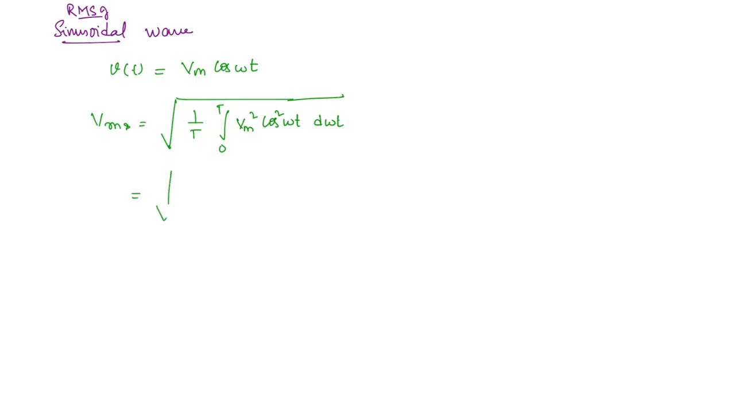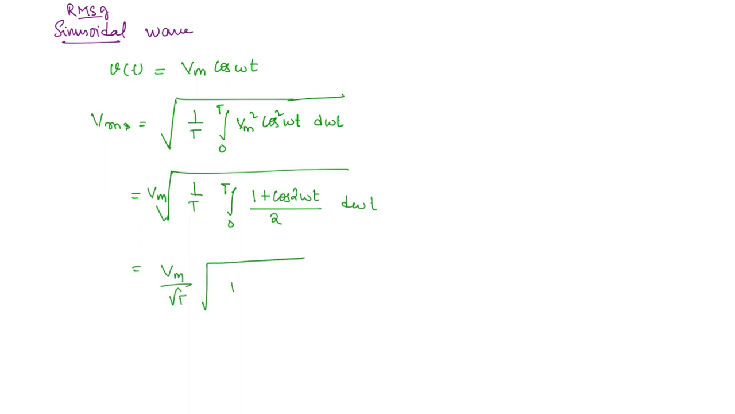So this is going to be root over 1 by T integral 0 to T. V_m squared you can take out common, so you're going to get V_m. Cos squared omega t you can write as (1 plus cos 2 omega t) divided by 2, d omega t. So this you're going to get V_m by root T into root of [T minus 0 by 2 plus sine 2 omega t divided by 4] from 0 to T.